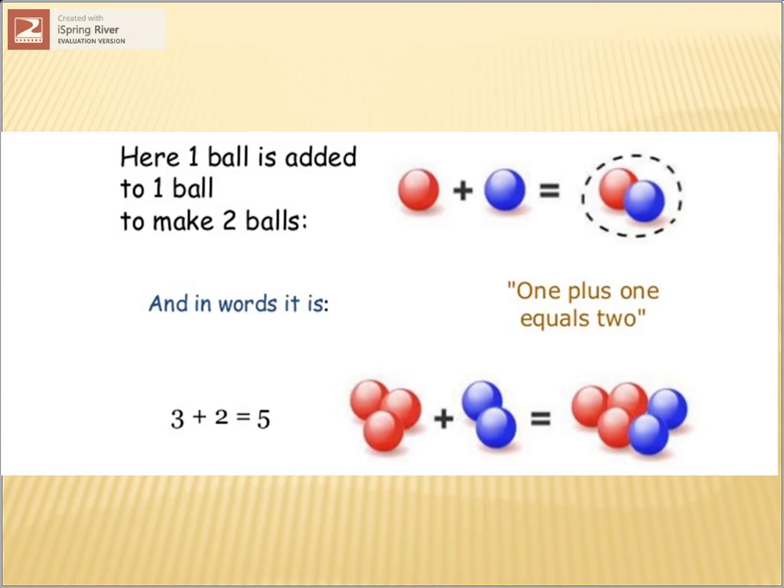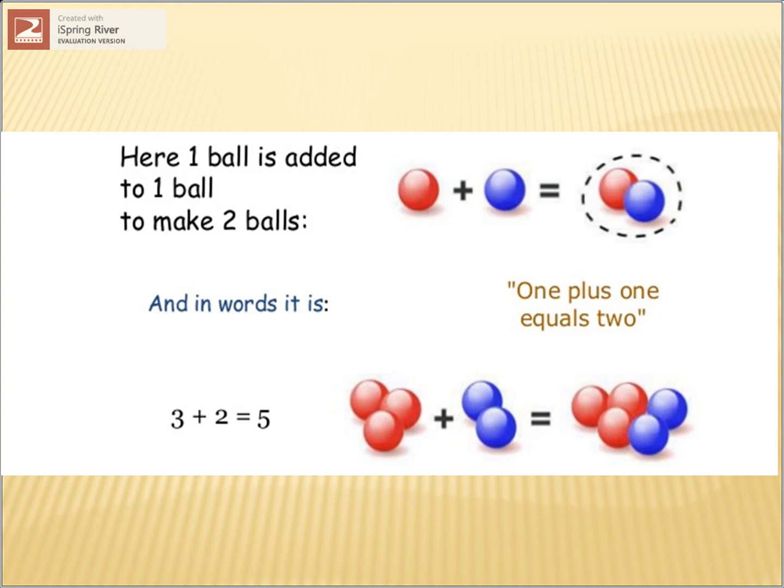Here one ball is added to one ball to make 2 balls, and in words it is 1 plus 1 equals 2. Now let me give you one more example. 3 plus 2 equals 5.